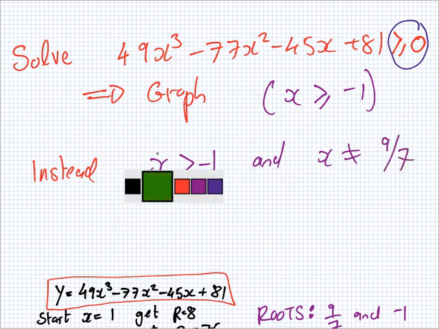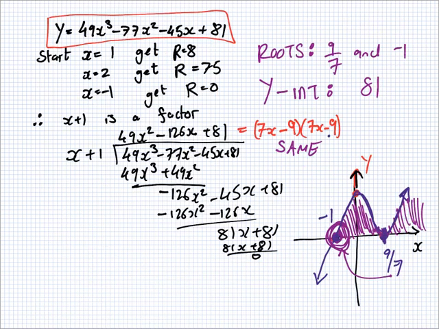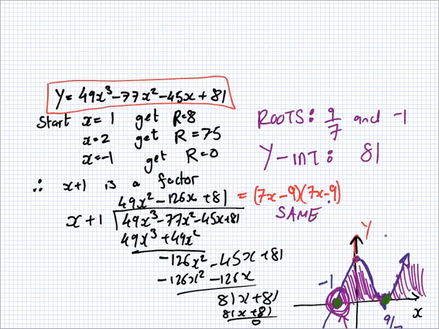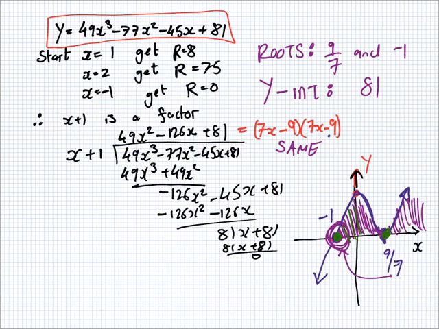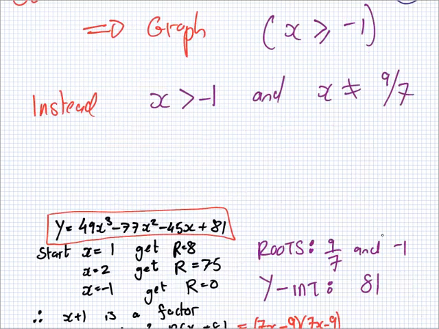Because at those 2 points it's actually equal to 0, and we want it to not be 0, we want it to be bigger than 0. So it's still the same answer, but you'd have to cut out this guy and this guy, because if it was strictly more than 0, we want it to be more than, not equal to 0.